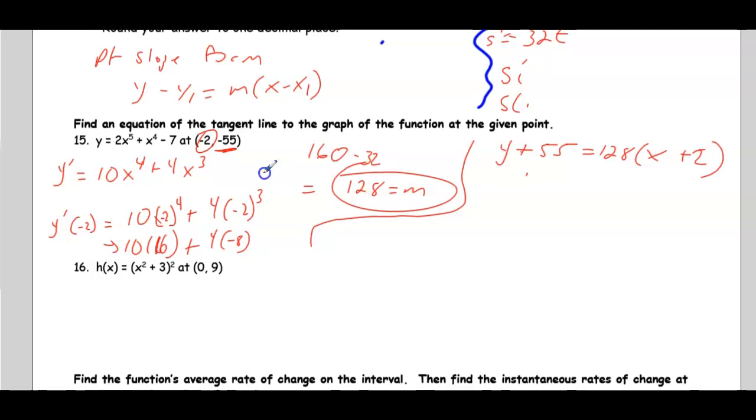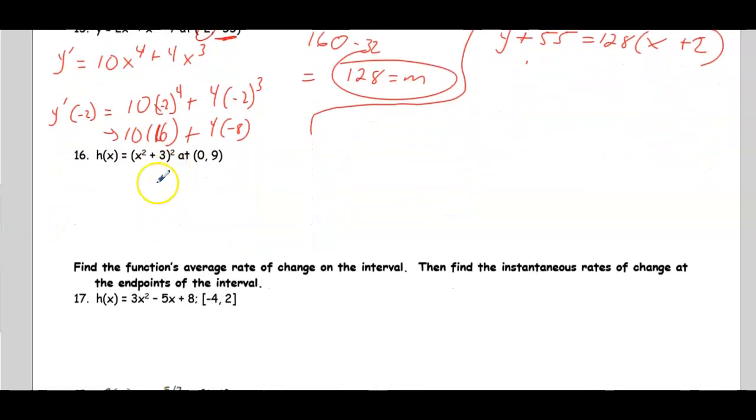But remember, a tangent line is at an instantaneous point. Use that. Tangent, instantaneous. And if it's instantaneous, remember, you want to take the derivative.